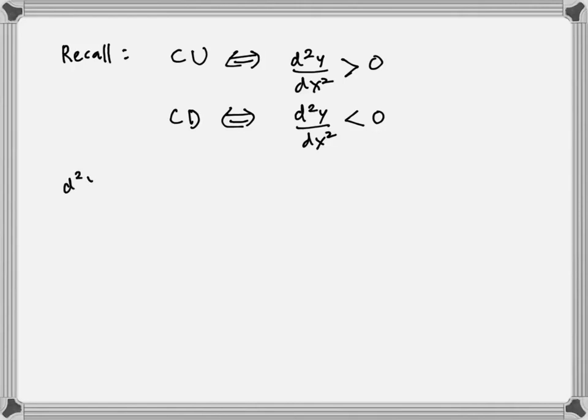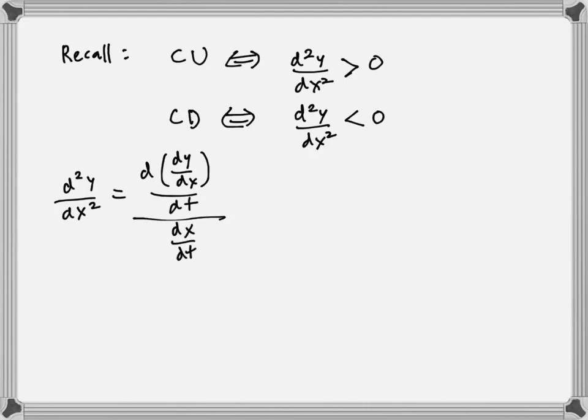Okay, so we need to figure out what the second derivative is. So remember, the second derivative, we are going to take the derivative of the first derivative with respect to t and divide it by dx dt. What is the derivative of dy dx with respect to t? Well, let's do that over here, okay? Remember, dy dx was equal to 3t squared minus 3 over 2t. So what would be the derivative of that guy with respect to t?